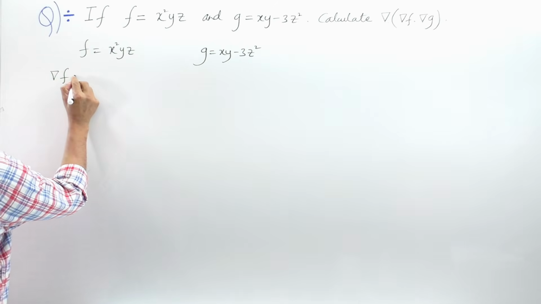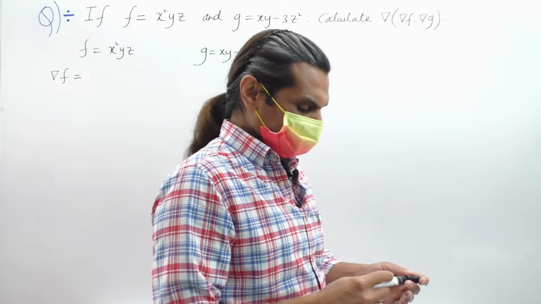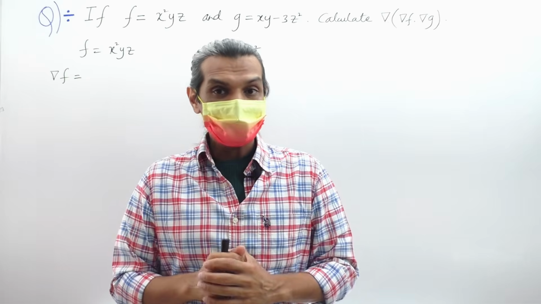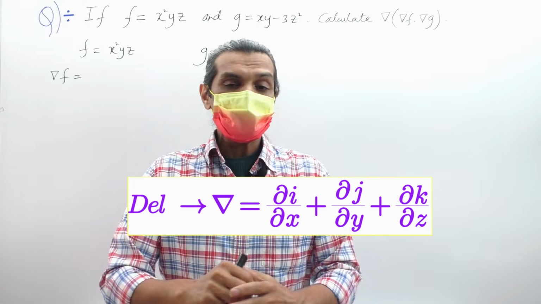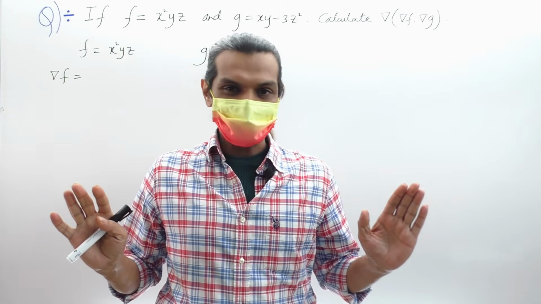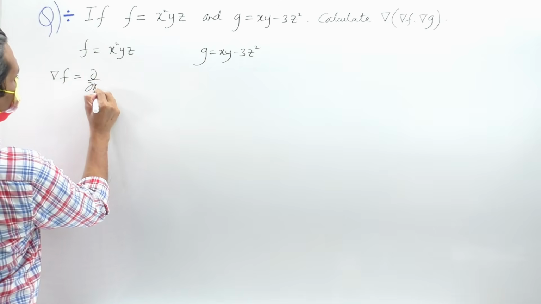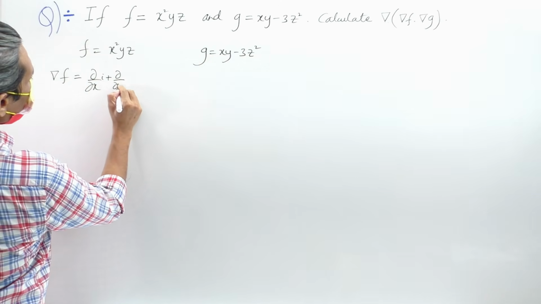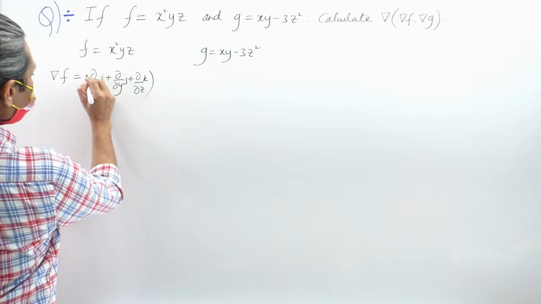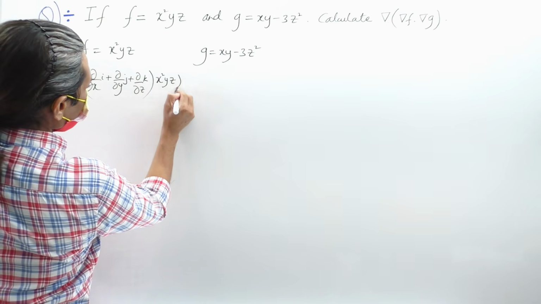Del of f is nothing but, see, if you have referred to my previous videos on vector differentiation, I discussed that del is called a differential operator. Del is equal to dou by dou x of i plus dou by dou y of j plus dou by dou z of k. That's it. So I write here del is dou by dou x of i plus dou by dou y of j plus dou by dou z of k, whole into f, which is x square yz.